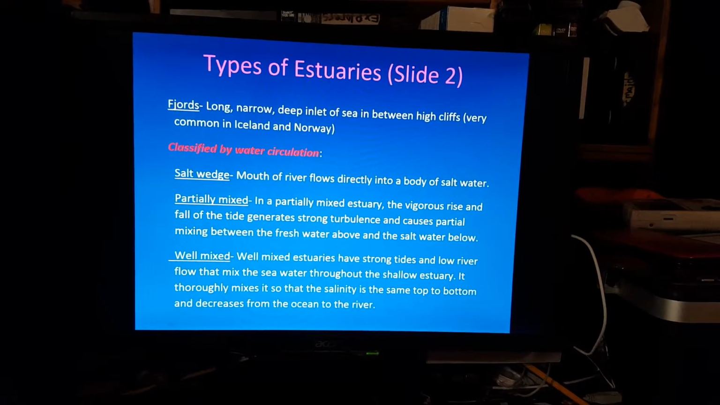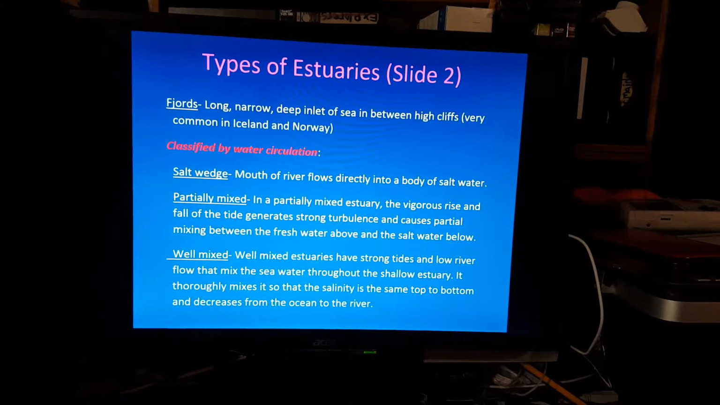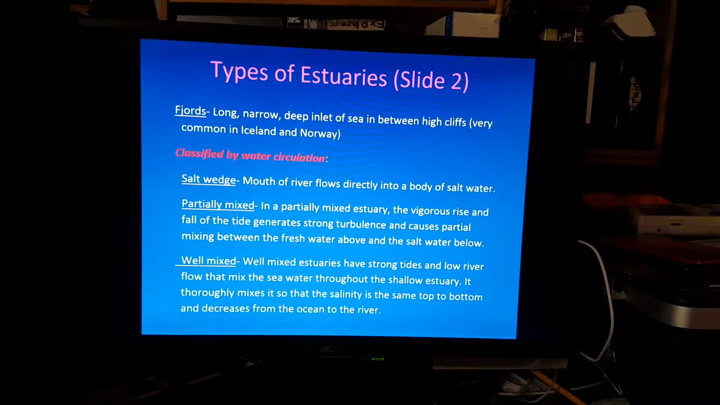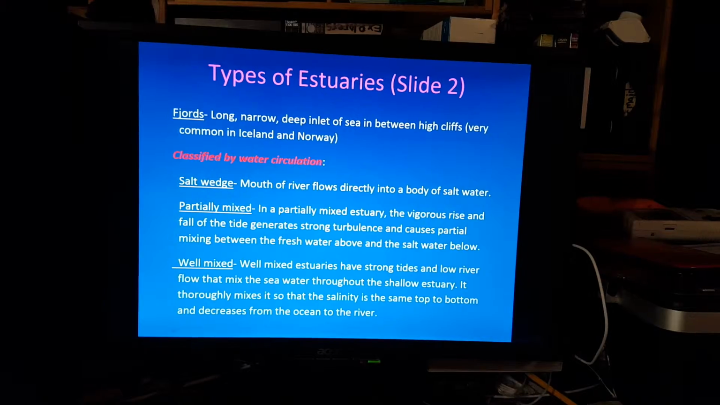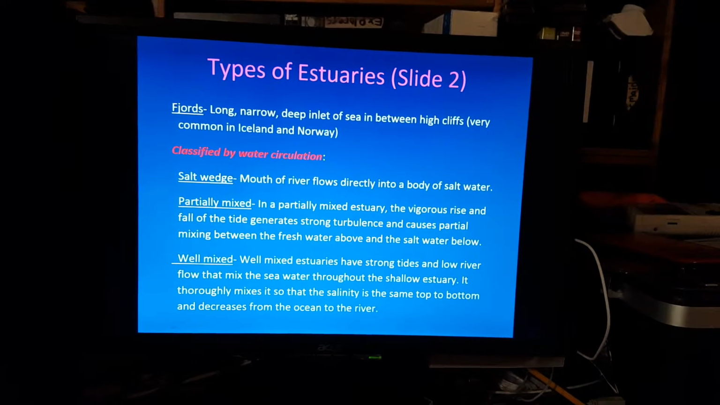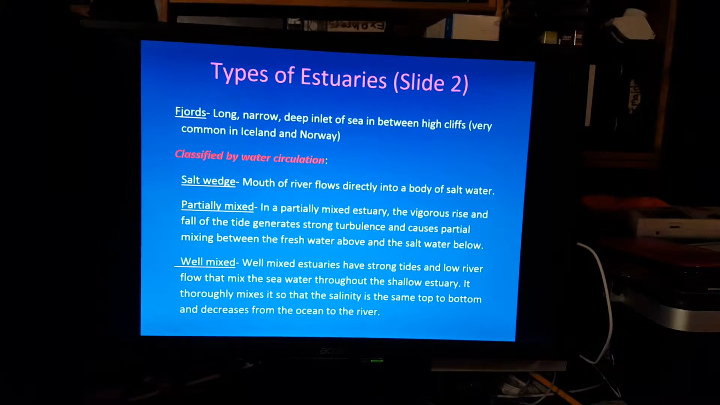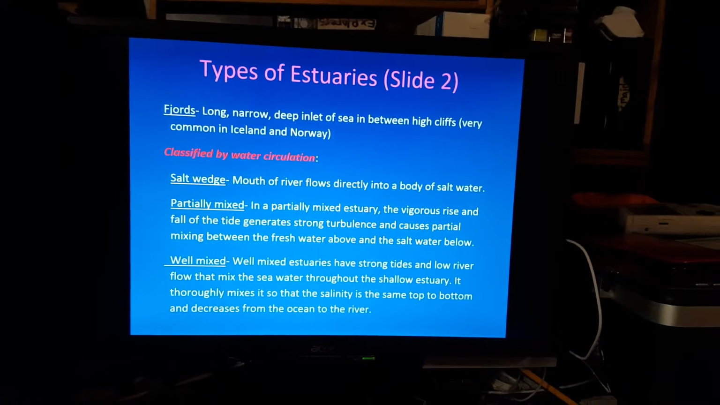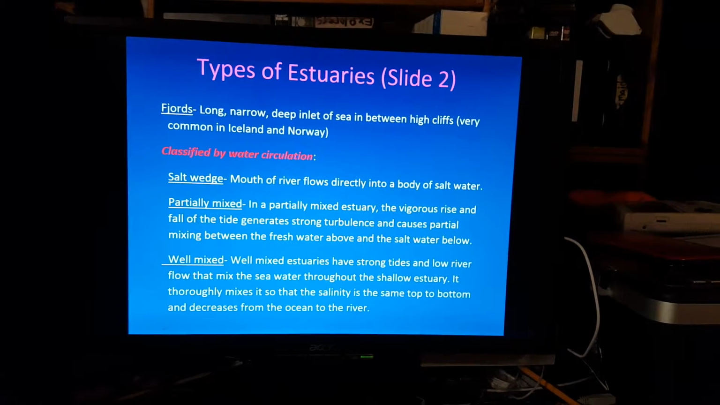Okay, so the well-mixed estuaries have strong tides and low river flow that mix the seawater throughout the shallow estuary. It thoroughly mixes it so that the salinity is the same top to bottom and decreases from the ocean to the river. So further on the ocean, it'll be more salty, and the more you go in the river, the less salty it will be.